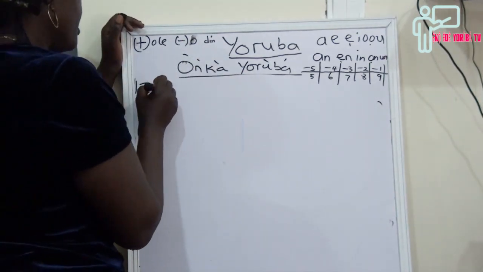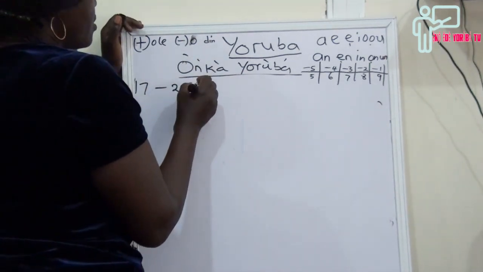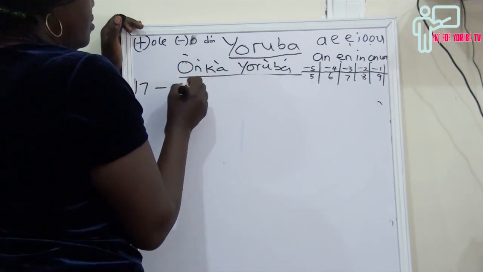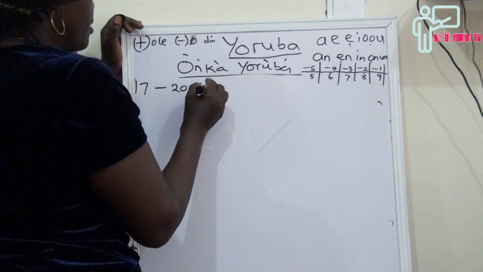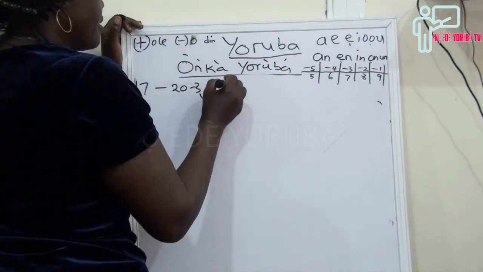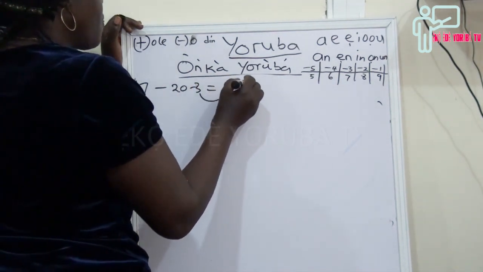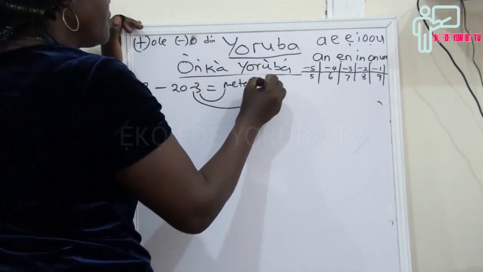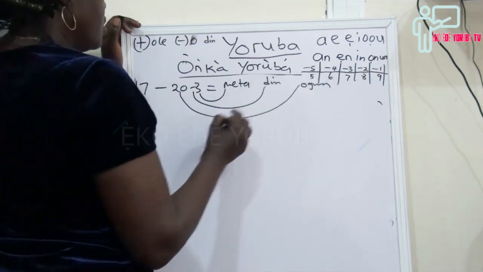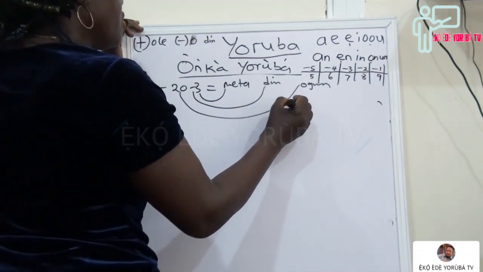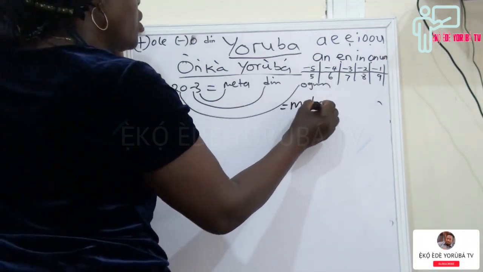So 17 is 20 minus 3. That is ẹ̀ta, mẹ́ta, dín, ogún. That is, it's become mẹ́tàdínlógún.